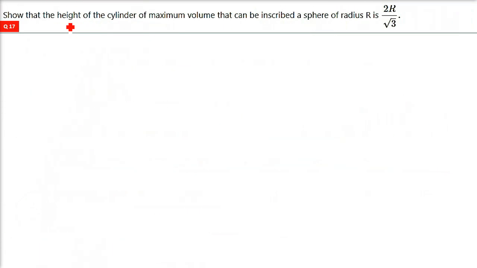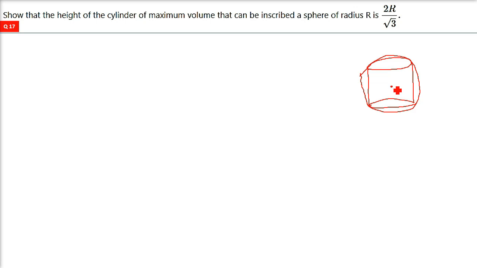Show that the height of the cylinder of maximum volume that can be inscribed in a sphere of radius r is 2r by root 3. Now just imagine that you have a cylinder. It's a right circular cylinder and this goes inside the sphere. Imagine this as 3D because the sphere is 3D and the cylinder is also 3D inside.